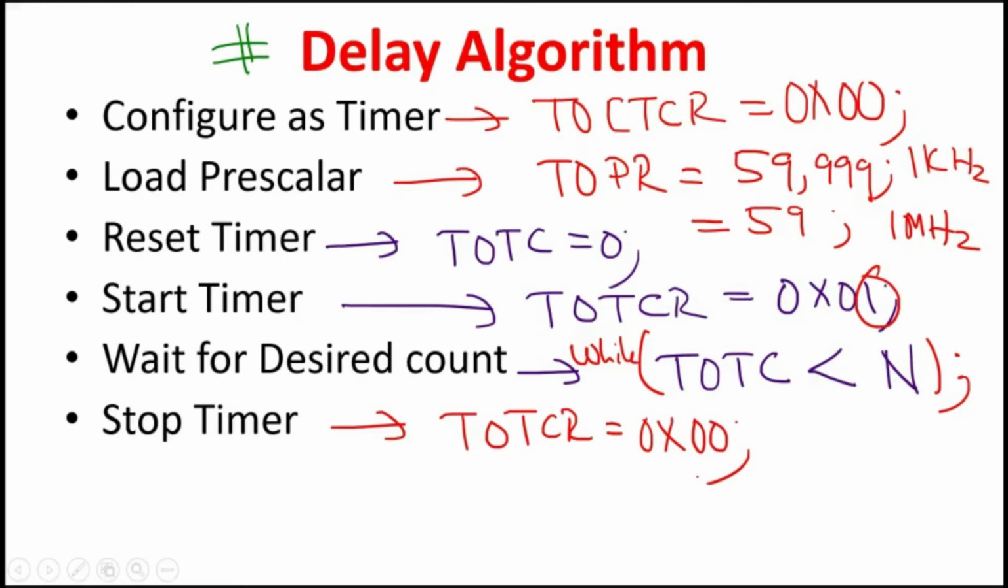So this is the delay algorithm. This is pretty straightforward. The algorithm is still the same thing. Whatever we did in 8051, we are still doing the same thing. But the way in which we approach it is slightly different. That's all.